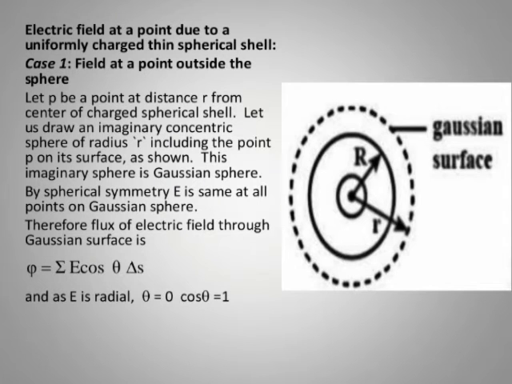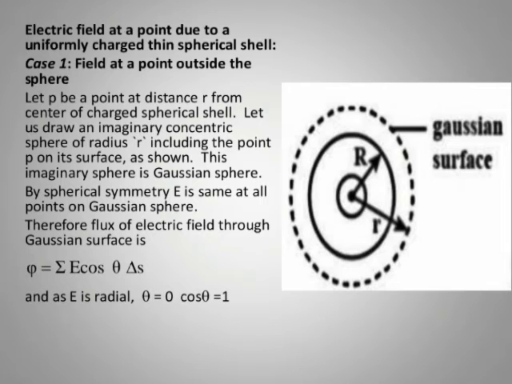Now if I consider this is the sphere, on the sphere you have got some charges, and your Gaussian surface surrounds it. You have got one Gaussian surface, within which you should find out what the electric field would be. Now if I consider the formula, phi is equal to E cos theta into delta S.